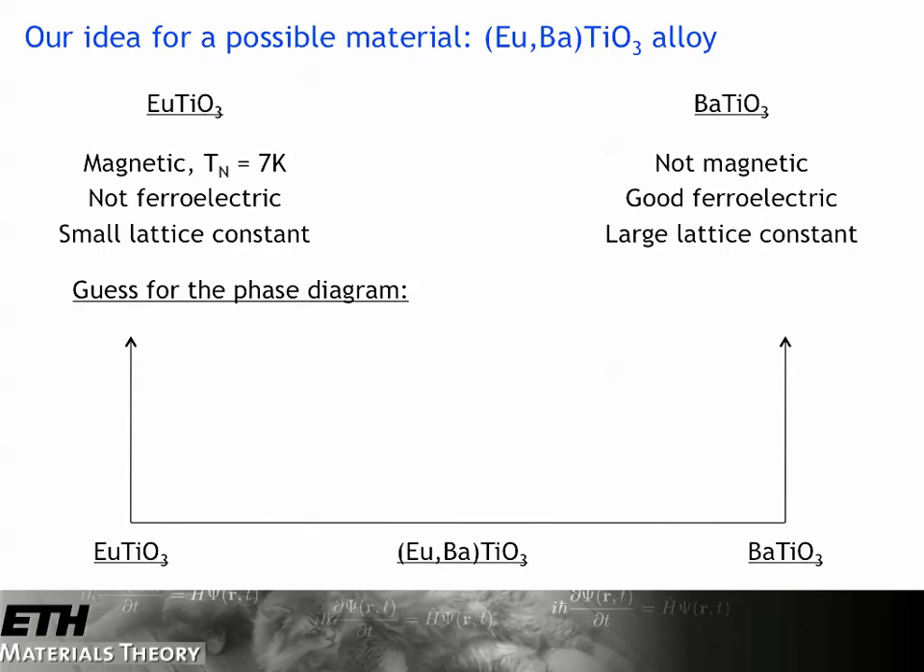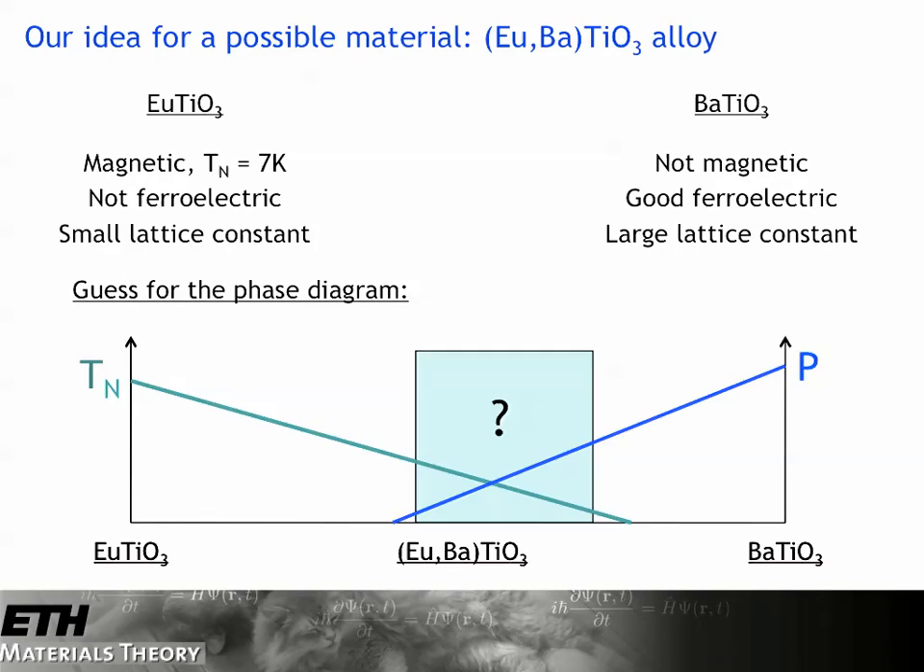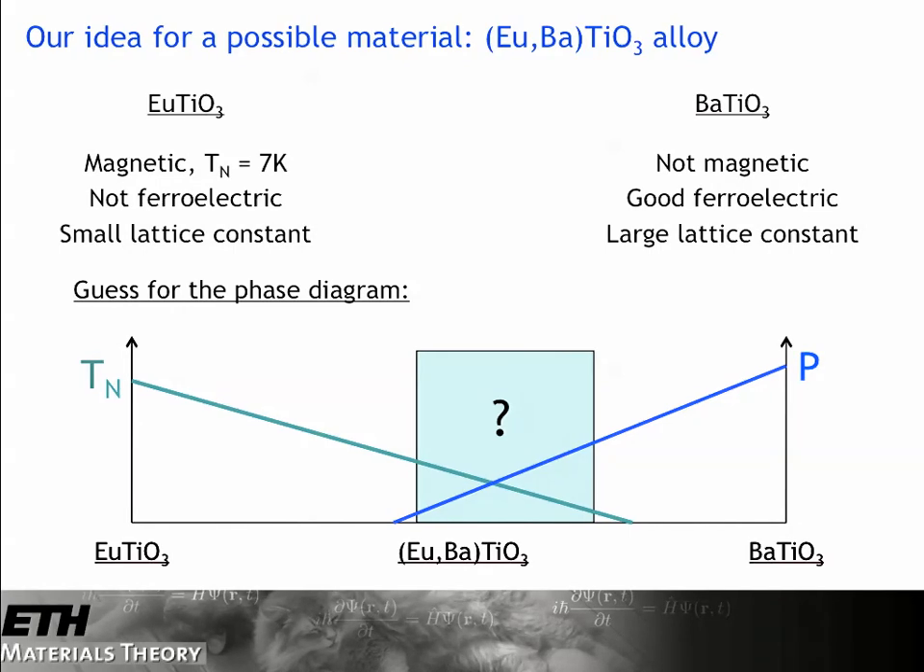And so our cartoon guess for the phase diagram was that if we make an alloy, we'll dilute the europium and start suppressing the Néel temperature, and we'll increase the lattice constant and hopefully grow in a ferroelectric polarization, and maybe there'll be a regime where we get a large enough polarization and we've suppressed the ordering enough that it has the properties that we want.